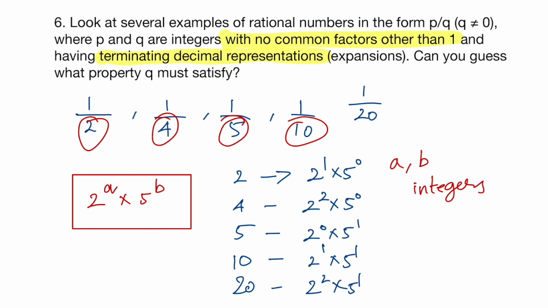Okay, so for example, if you take 1 by 3, this property wouldn't work. Why? Because 1 by 3 is not actually terminating. It's non-terminating, but it's repeating. Okay, so hence it's obviously a rational number, but it doesn't satisfy this property. Okay, that is it for this question. Let me move to the next question real quick.